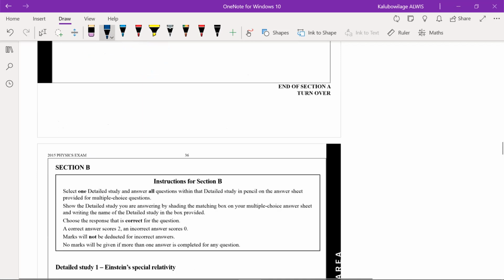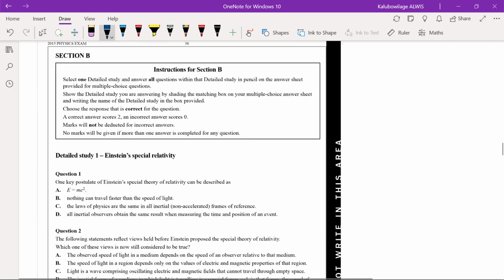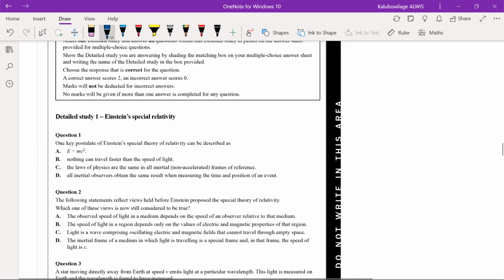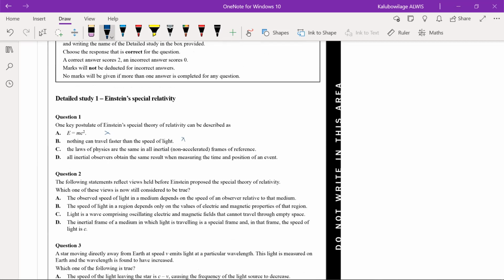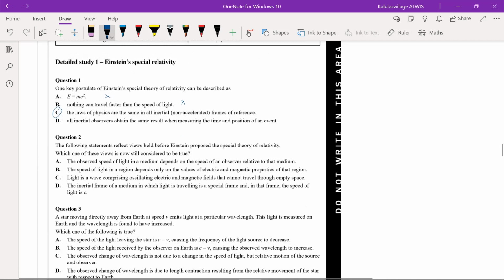Special relativity. One key postulate. It's not a postulate that you can't go faster than the speed of light. That was not a postulate. It was that the speed of light is the same in all inertial frames of reference. The laws of physics are the same in all inertial frames of reference.